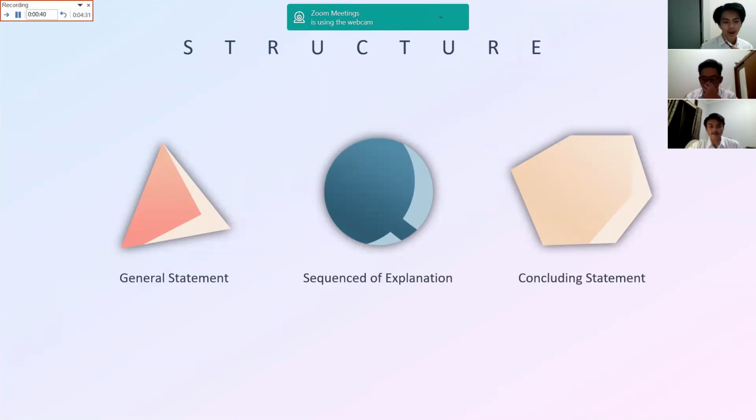And then the sequence of explanation is a sequence of paragraphs that explain why or how something happens rather than focusing on an object. Events may be related to time or place, or maybe even both, and they should be detailed and accurate. And the last one is concluding statement. This is located in the last paragraph. It usually includes some interesting comments, evaluations, solutions, or even just a summary of the text. But this one is also optional. Next.